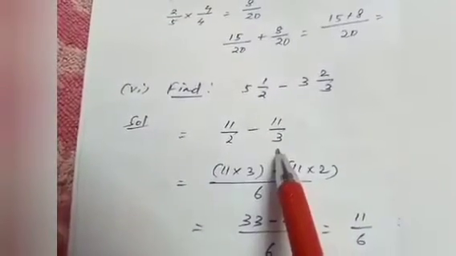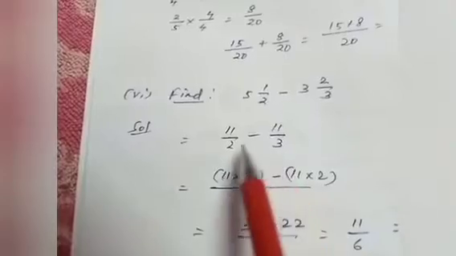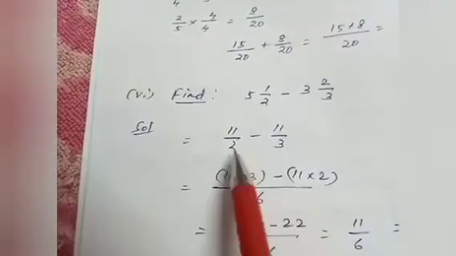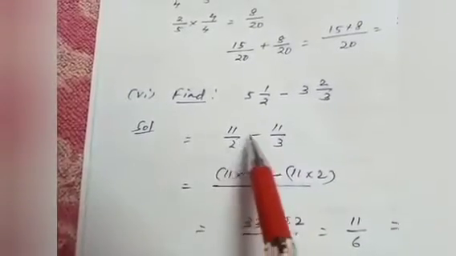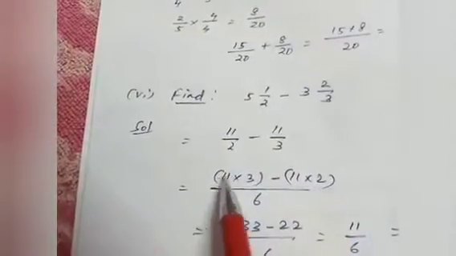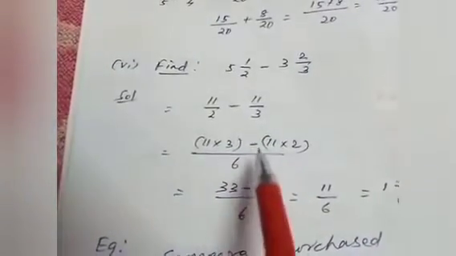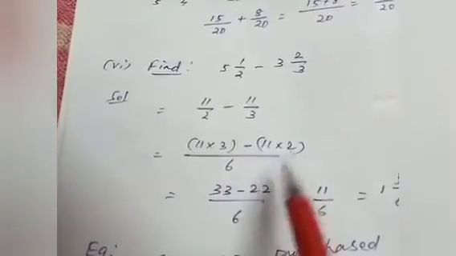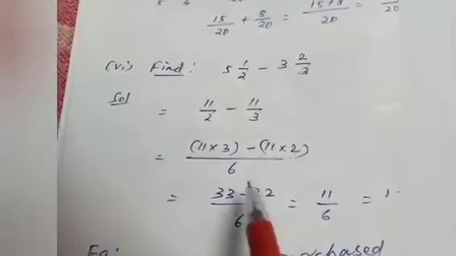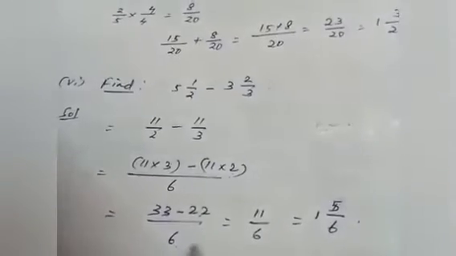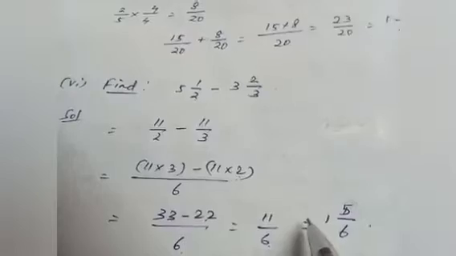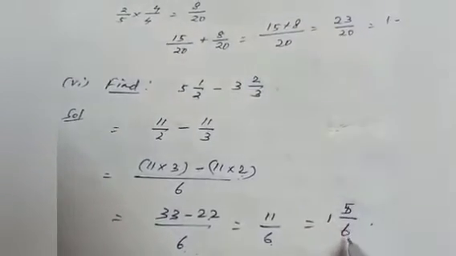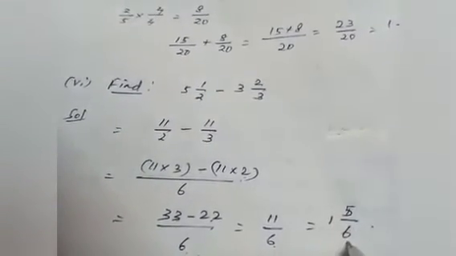Take the LCM. Otherwise, there is another method. So first you multiply the denominators. So 2 3s are 6. So cross multiply. 11 into 3 minus 11 into 2. 11 3s are 33 minus 11 into 2, 22, divided by 6. 33 minus 22 is 11. Denominator 6. So 11 divided by 6. Convert into a mixed fraction. 1 5 divided by 6. So 1 5 divided by 6 is the answer.